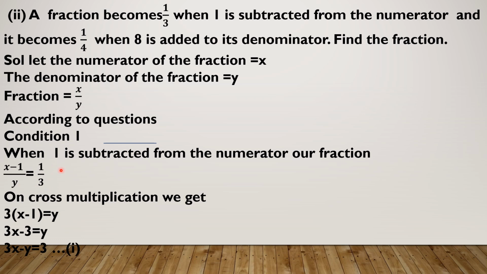Because it is given in the question that 1 is subtracted from the numerator, we subtract 1 from the numerator. On subtracting, our fraction becomes equal to 1 upon 3. So algebraically we write again x minus 1 upon y equals 1 upon 3. On cross multiplication, we get 3 multiply bracket x minus 1 bracket close equals y. So 3x minus 3 equals y, and on solving, we get 3x minus y equals 3, which we consider as equation number first.